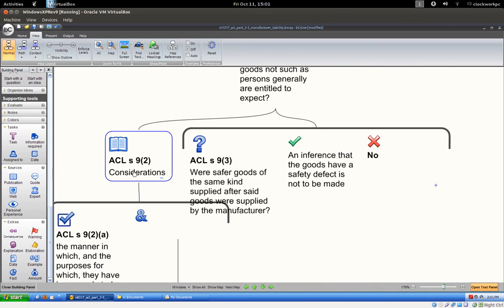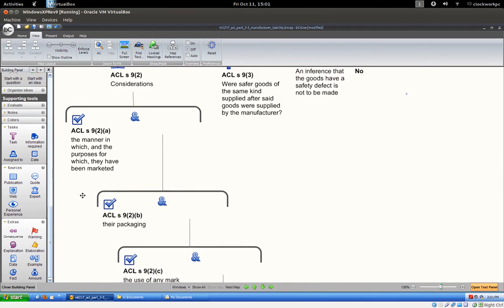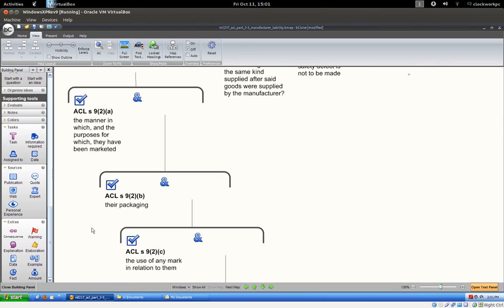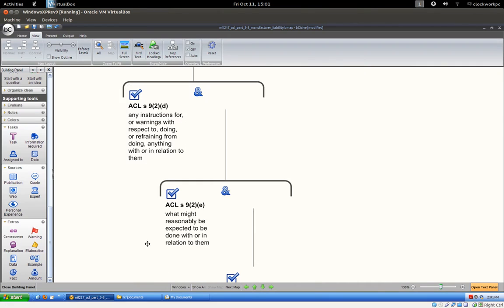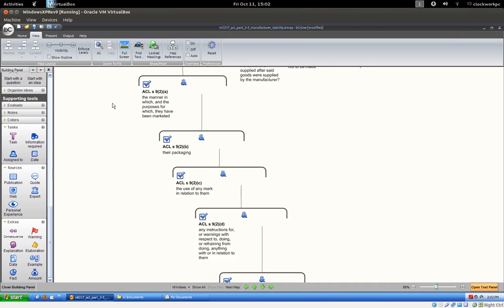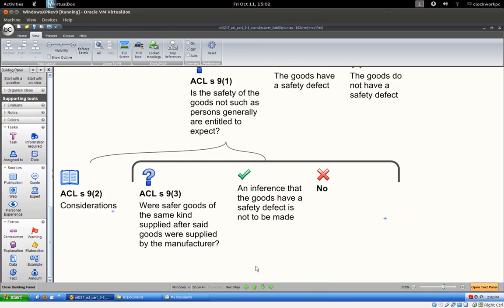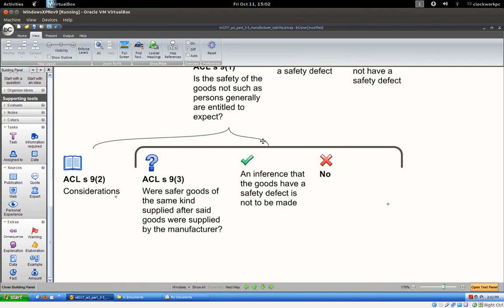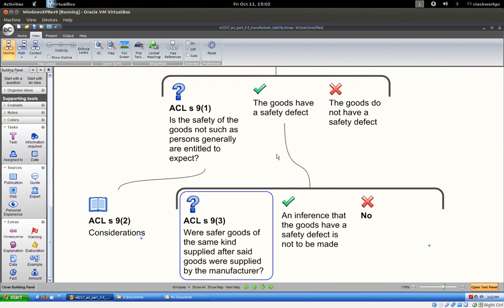Well, there's a series of considerations in ACL Section 9, subsection 2: the manner in which and the purposes for which the goods have been marketed, their packaging, the use of any mark in relation to them, any instructions or warnings, what might reasonably be expected to be done with or in relation to them, and the time when they were supplied by the manufacturer. So all of these are just really basic considerations. I won't go into them, it's just common sense. Now, if the safety of the goods is not such as persons are generally entitled to expect, then it is held that the goods have a safety defect.